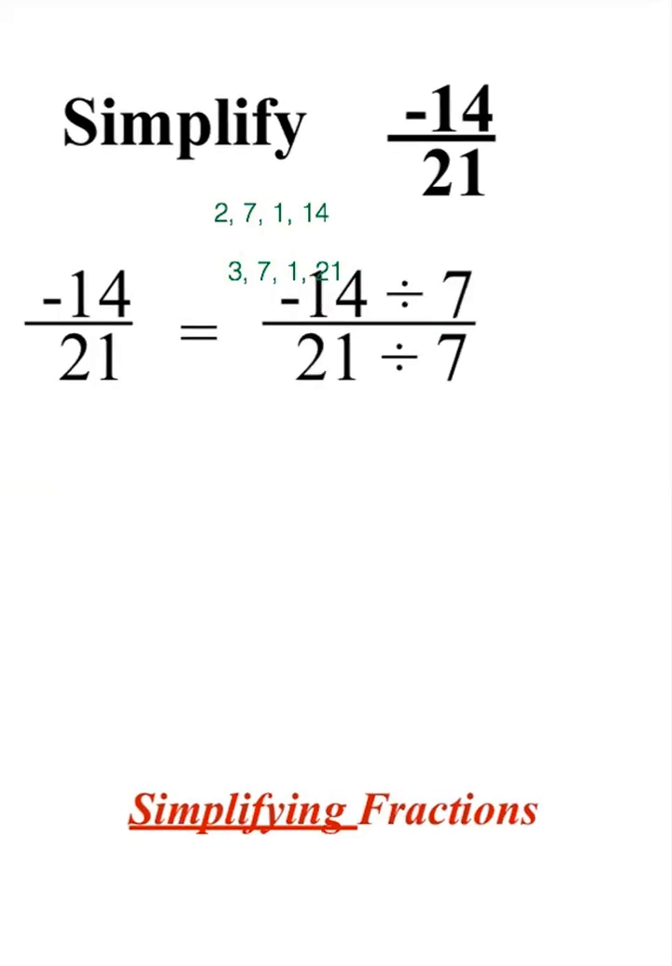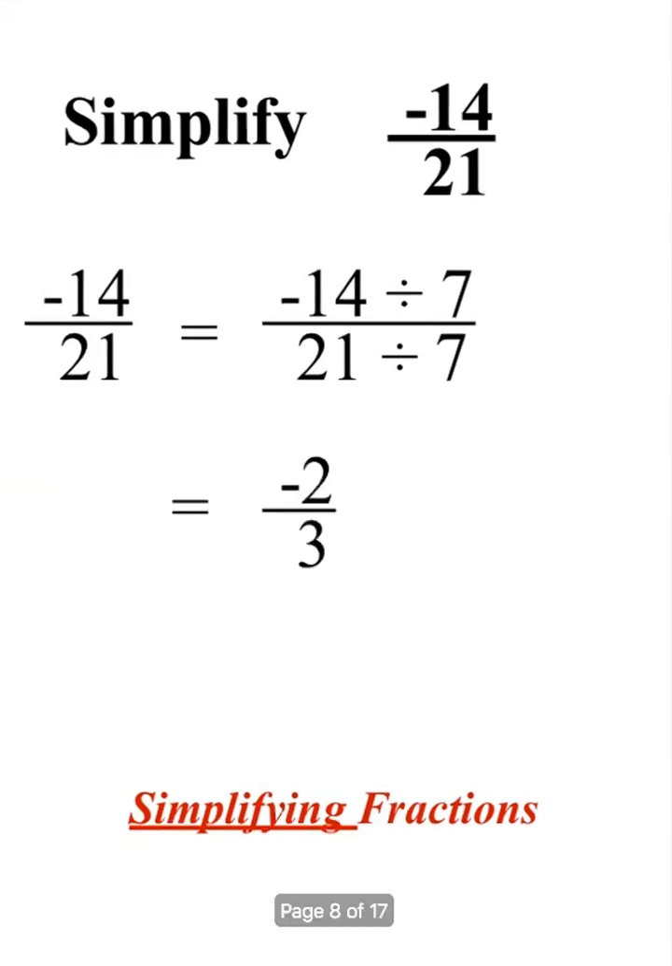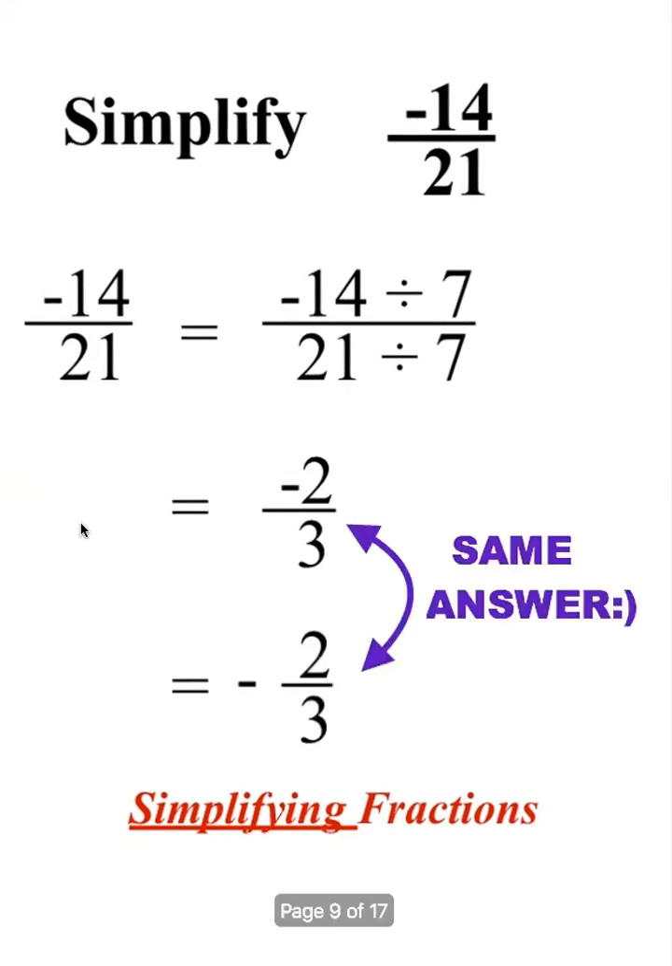You can see that here. I'll just clear the screen so you can see a bit clearer. So negative 14 divided by 7 is negative 2, and 21 divided by 7 is 3. And I've just got a note here that we could also put the negative out the front. It depends on how you like your answer to look. But it means the same thing to have the negative on the top of the fraction or out the front.